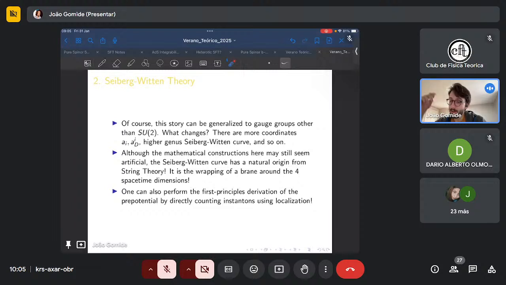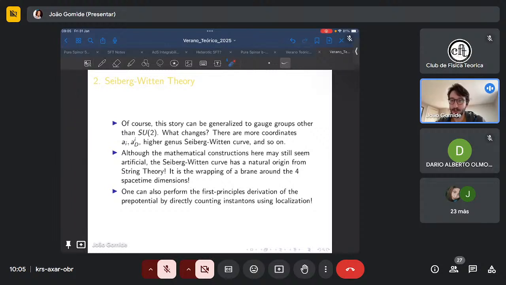And even though everything that I said here looks artificial, looks weird, looks too complicated, or looks too crazy to be true, because we start assigning tori to the different points in the moduli space of Aqua. All of these constructions, if you go to string theory, they have a physical interpretation.